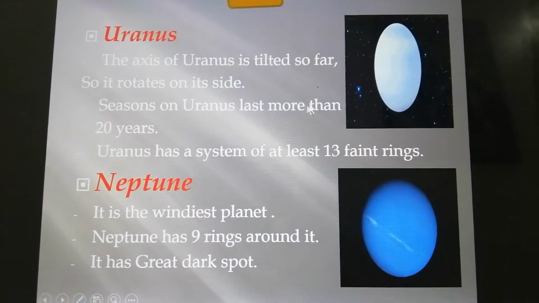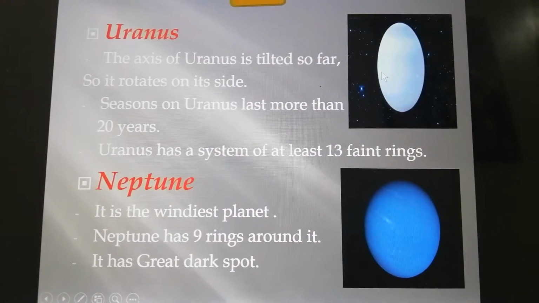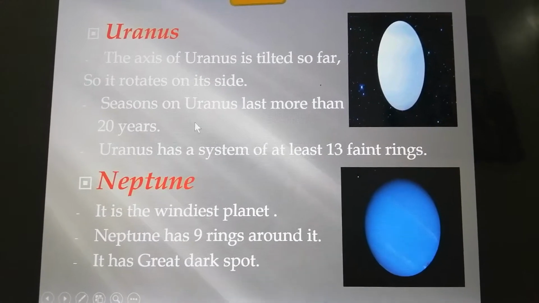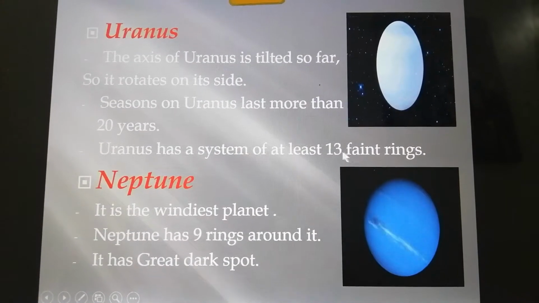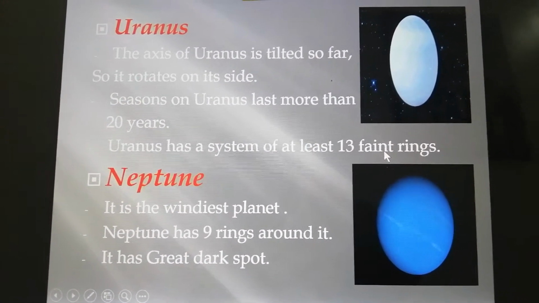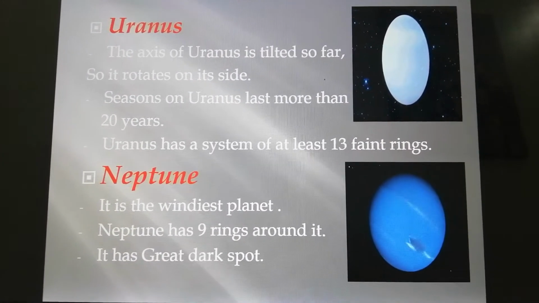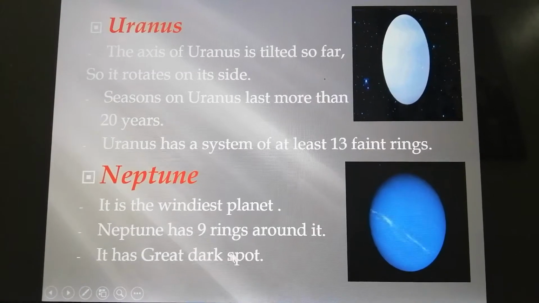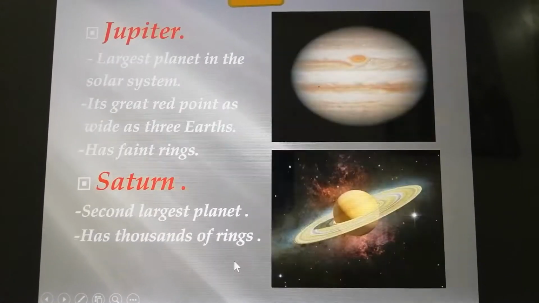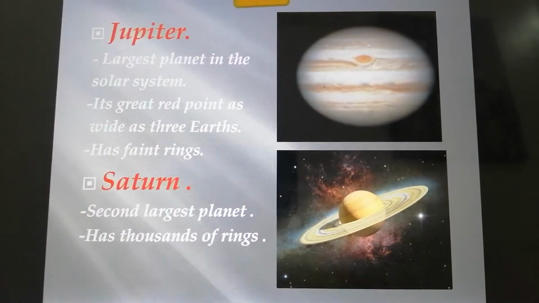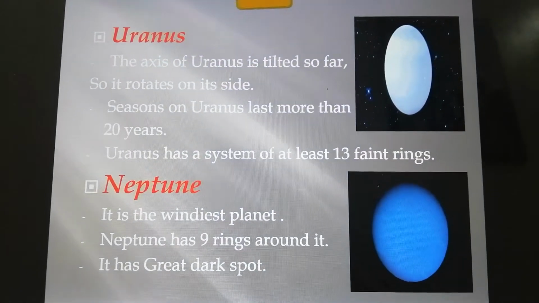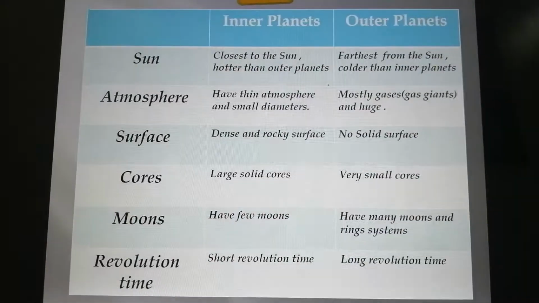Uranus is tilted, so it rotates on its side. It has 13 faint rings. And Neptune, it is the windiest, and it has 9 rings and the Great Dark Spot. So Jupiter has the Red Spot, while Neptune has the Great Dark Spot.